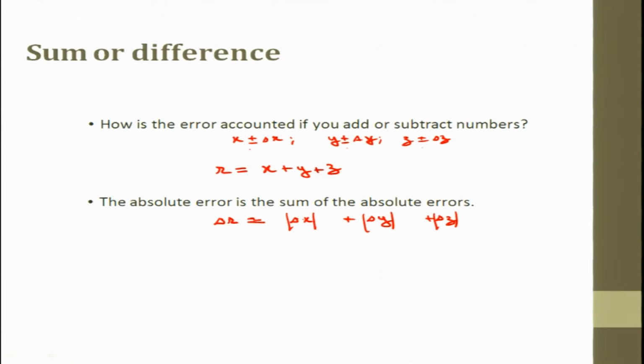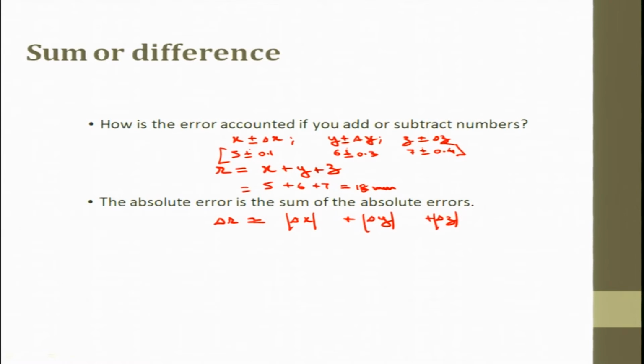Let me say the values are 5 plus minus 0.1, 6 plus minus 0.3, 7 plus minus 0.4. If these are the values, the mean value of r would be 5 plus 6 plus 7, which equals 18. You call it mm, whatever you like to call. Okay, you call it some length.